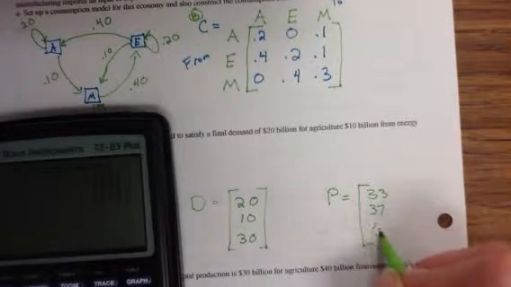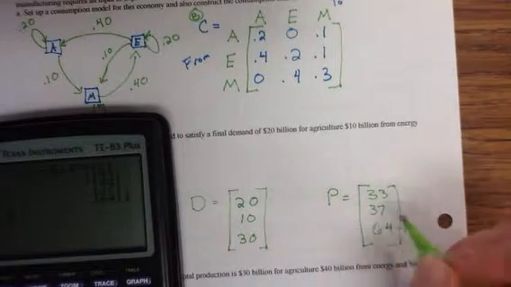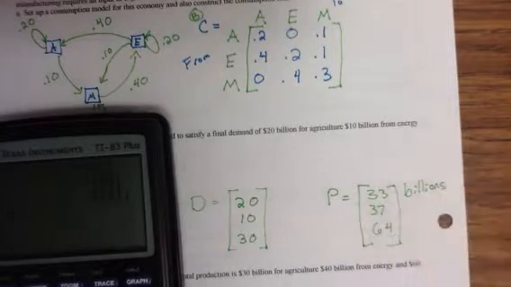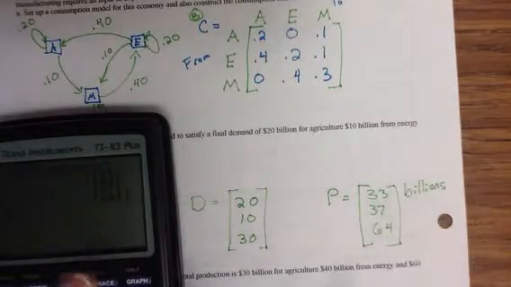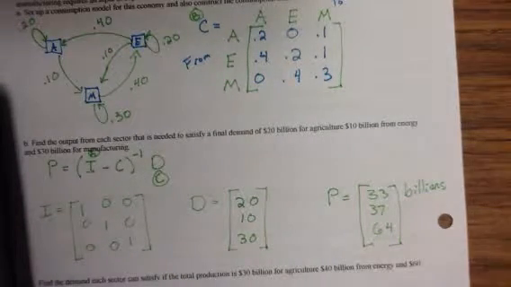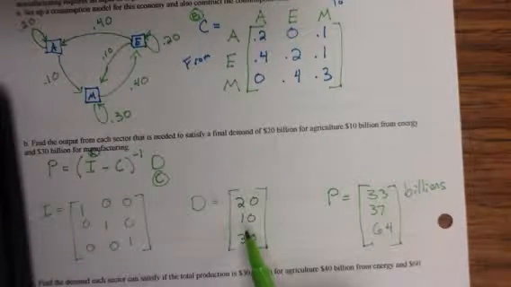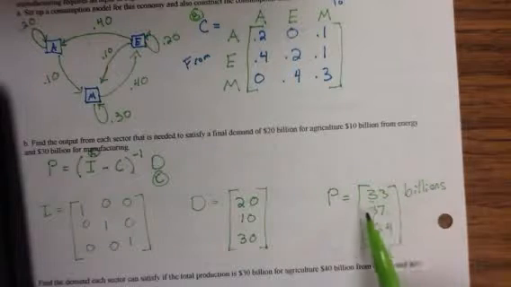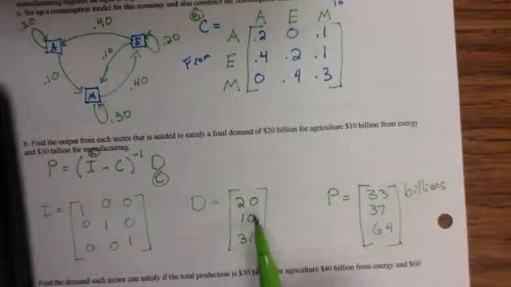33, 37, and 64. Okay, so these don't actually represent 33, 37, and 64. These are in billions of dollars. So make sure you keep track of your units here. So if they're asking you how much the energy department is required to produce to meet this $10 billion demand, we could say, okay, over here's our production. They need to produce 37 billion in order to output and fill the demand of 10.